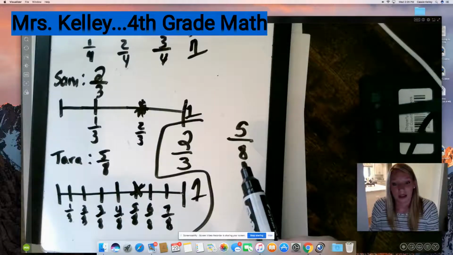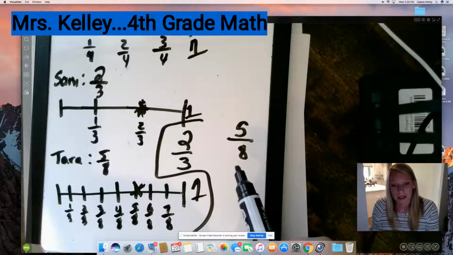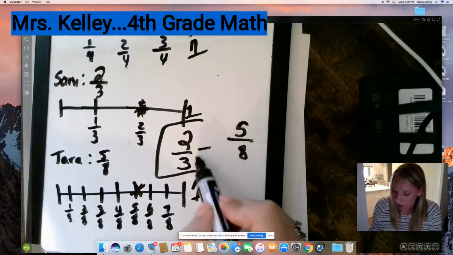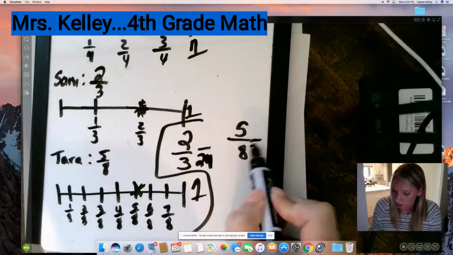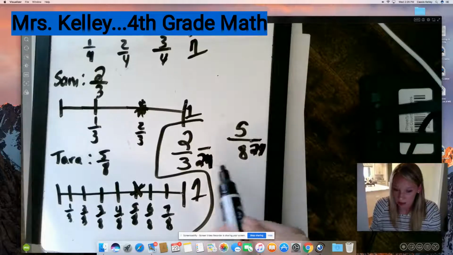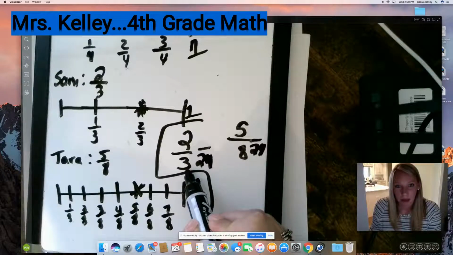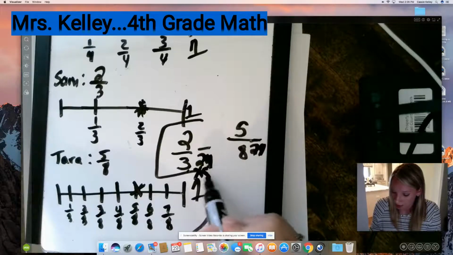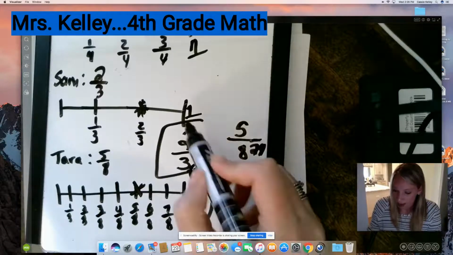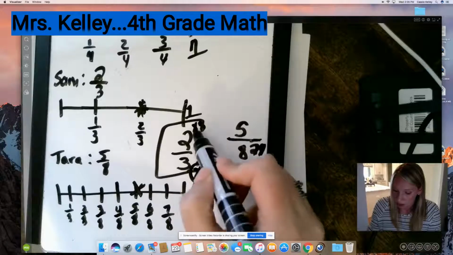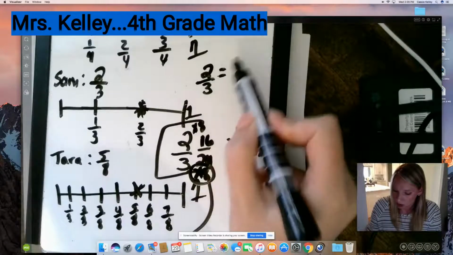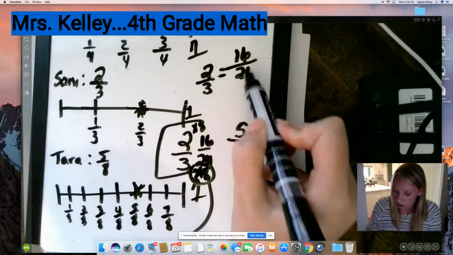So I'm thinking about my multiples of 3: 3, 6, 9, 12, 15, 18, and then I'm thinking about my multiples of 8 as well, right? 8, 16, 24. I know that 8 times 3 is 24. So all I have to do is write 24 beside these. What do I have to multiply 3 by to get to 24? Good, 8. So what I do down here, I have to do at the top as well. So 2 times 8 is 16. So 2/3 is equivalent to 16 over 24.